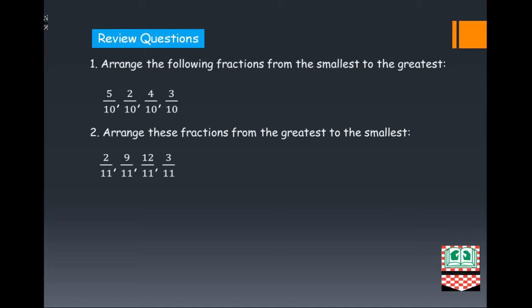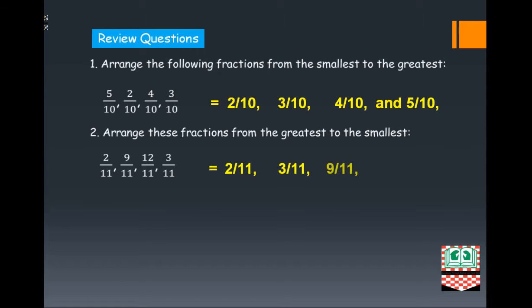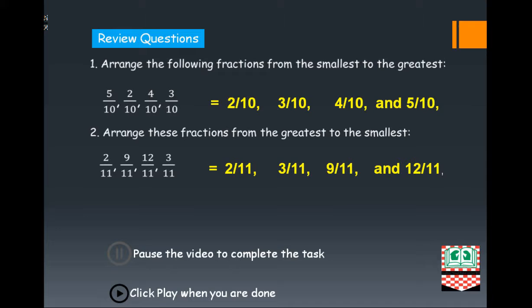Okay, let's continue. If you've done that, your answers will be: the first one will be 2 over 10, followed by 3 over 10, 4 over 10, and the greatest is 5 over 10. Then we've arranged it from the smallest to the what? To the greatest. Now let's look at the second one. The first one is 2 over 11, followed by 3 over 11, followed by 9 over 11, and the last is 12 over 11, because we're asked to arrange it from smallest to greatest. Are we ready? Let's move on.